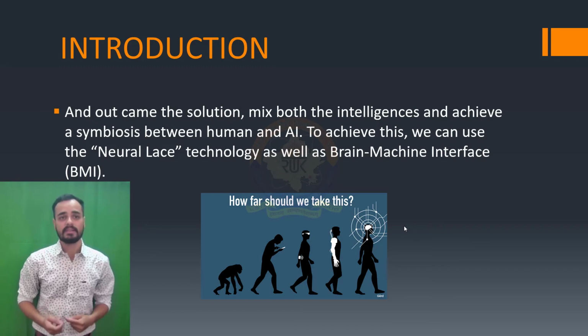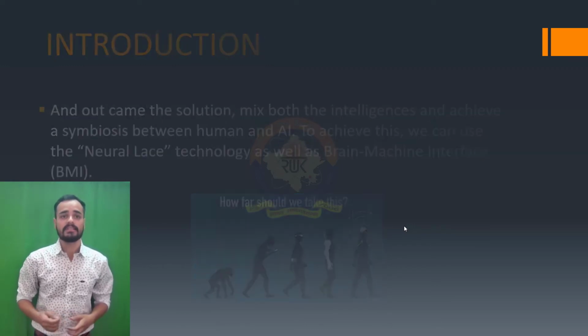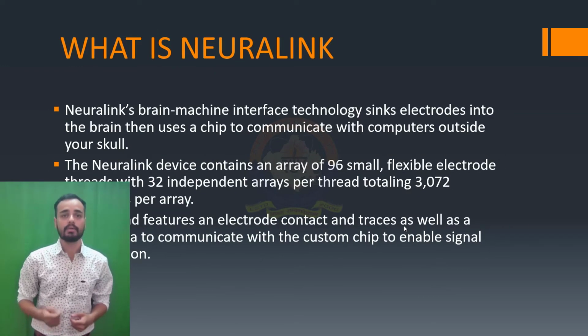So the important question is, what is Neuralink technology? It is actually a company named Neuralink, owned by Elon Musk, which is involved in research of brain-computer interfacing. A basic Neuralink device consists of an extremely small array of small, flexible electrode threads which will penetrate into the brain neurons. It also consists of sensors with custom chips to communicate with the electrodes.